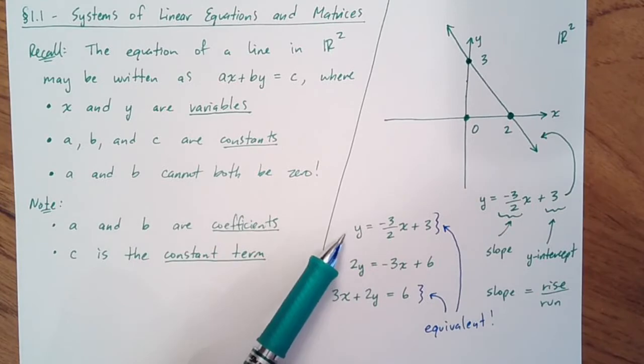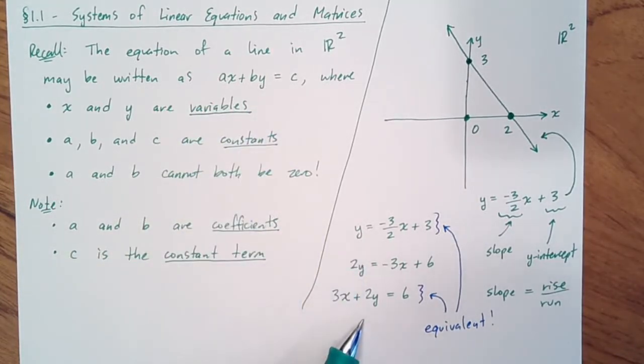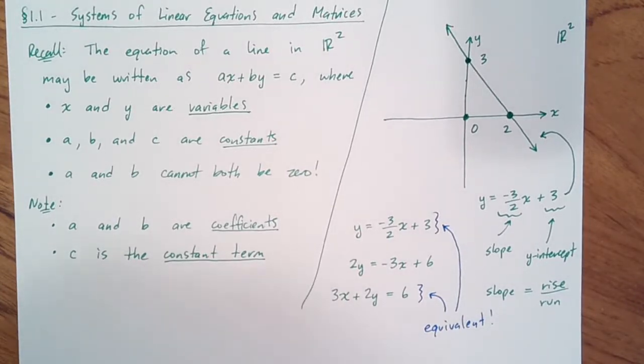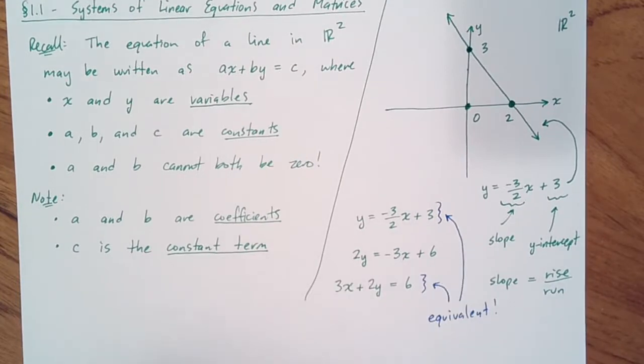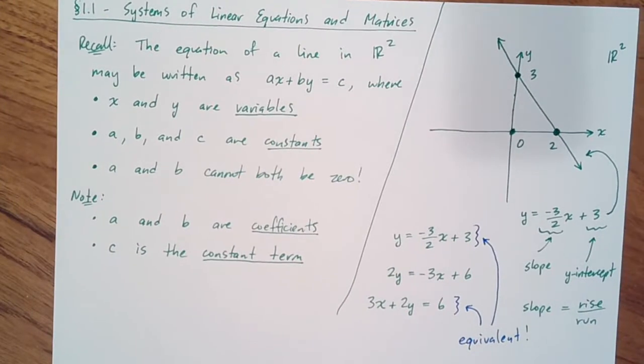But if you have a line in this form, you can always write it in this form just by doing this. So that's available to you. Okay, so in this case, your constant term would be 6. Your coefficient of x would be 3, and the coefficient of y would be 2. So you can always do that. Even if the line isn't already written in that form, you can always rewrite it so that it is.